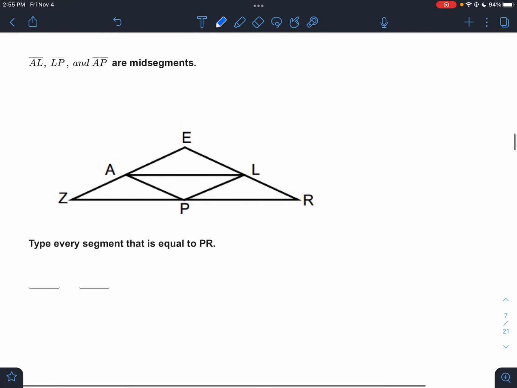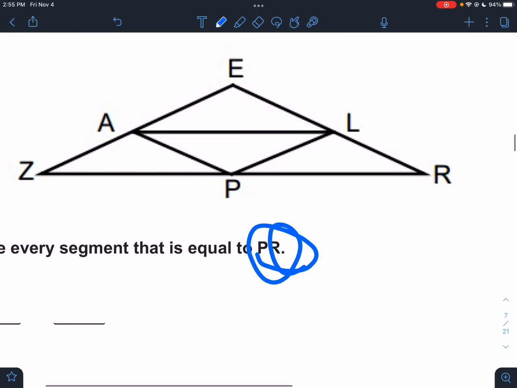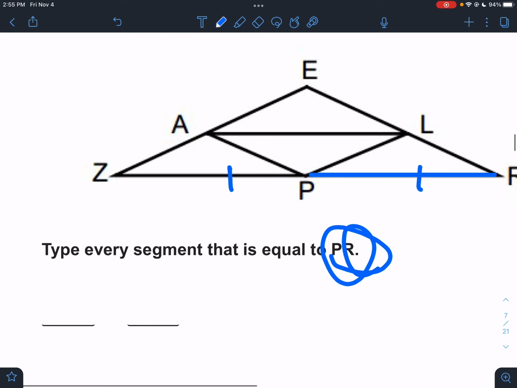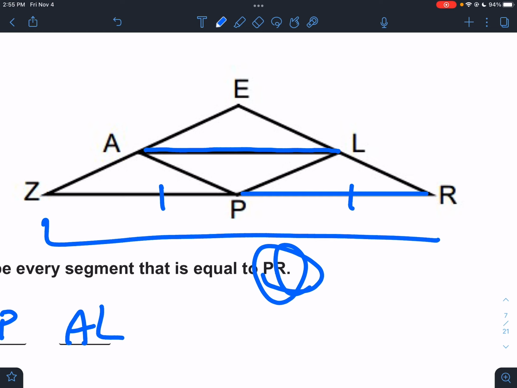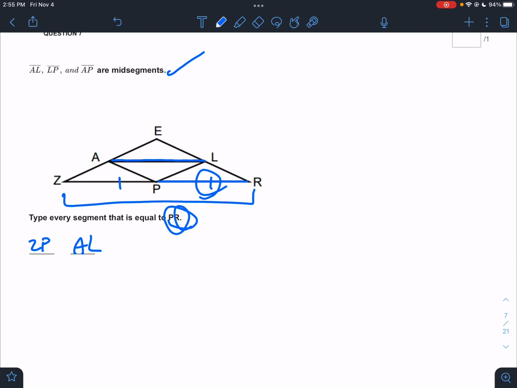Okay, same idea, same picture, and these are all mid-segments again. So which segments are equal to PR? Okay, here's PR. So if those are mid-segments, that means P is the midpoint. That means these two parts are equal. So ZP would have to be equal. And AL would have to be the same size because, remember, mid-segments are half their base. So AL is half of ZR. Well, guess what? PR is half of ZR. So there we go.